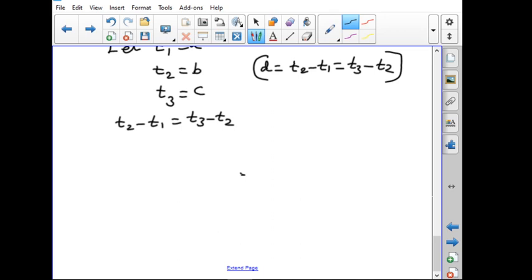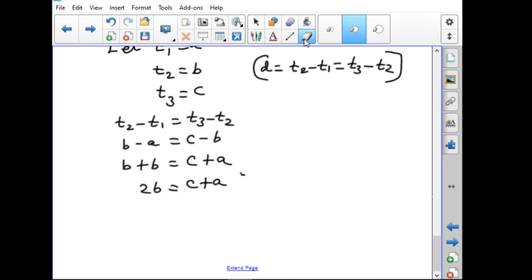So T2 is what here? B minus T1 is A. T3 is C minus B. B we have to bring to this side, means B plus B. Already here C plus A. So 2B equal to C plus A.